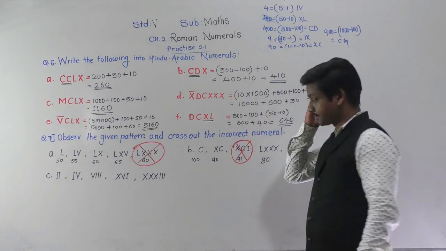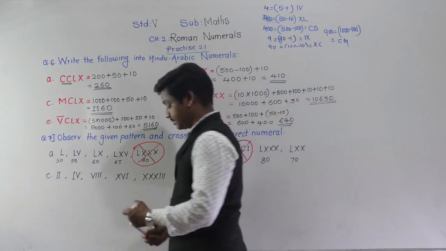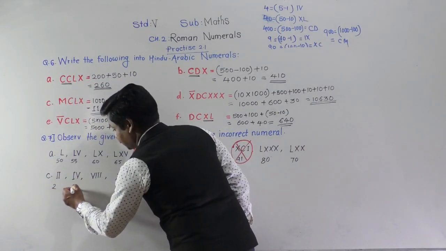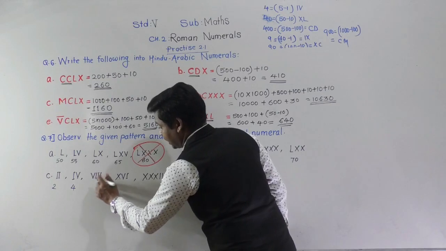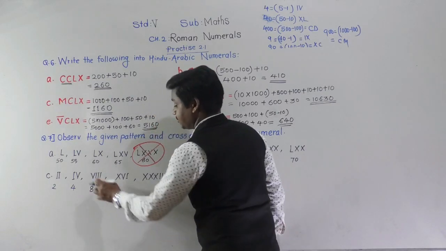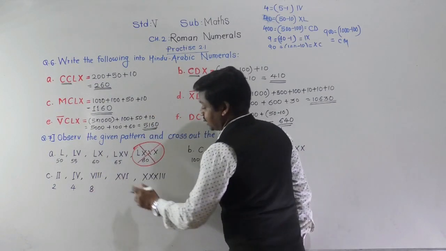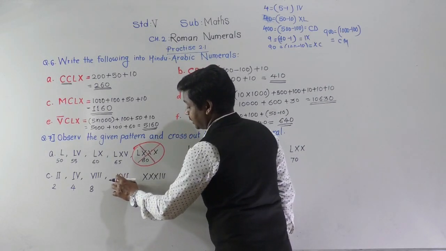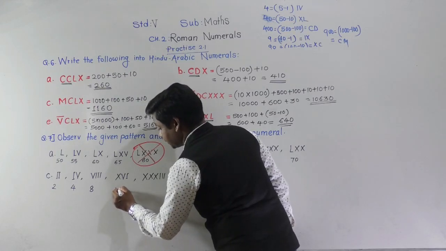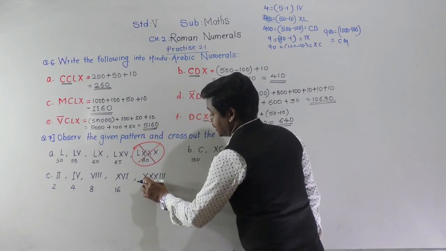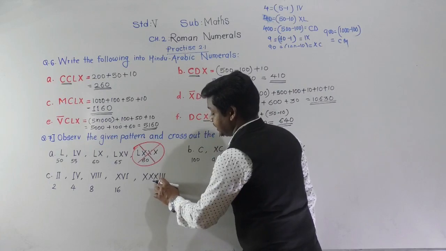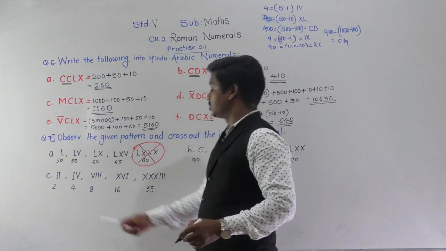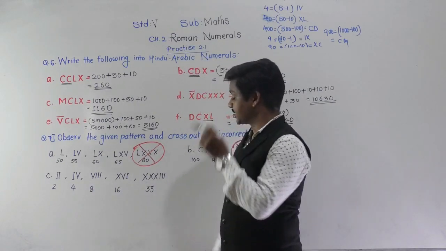Cross it, okay? Then in the third, this is 2, then IV means 4, VIII means 8, correct? 5 plus 1 plus 1 plus 1, 8. XVI: X means 10, V means 5, I means 1, 10 plus 5 plus 1, 16. And XXXIII: XXX means 30, III means 3, 33. So see here, 2, 4, 8, 16, 33. Which one is odd?